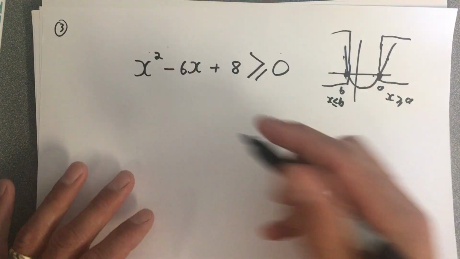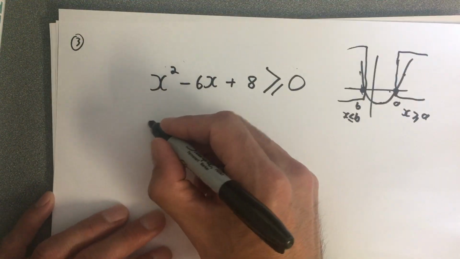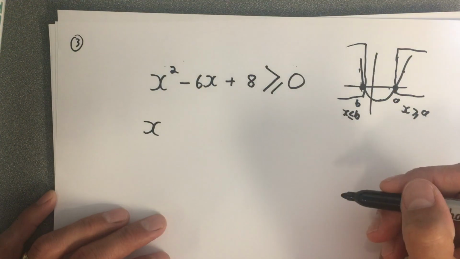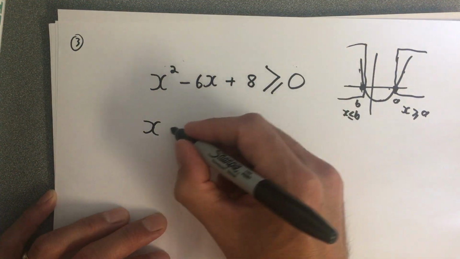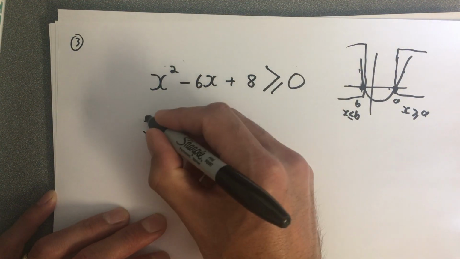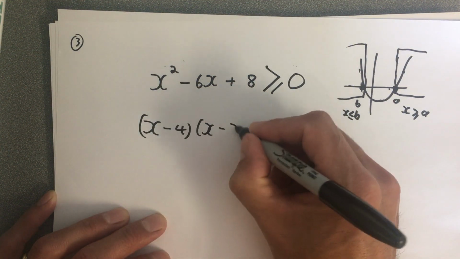To start out, I'm going to factor this to make things simpler. And so numbers that add to -6 and multiply to 8 would be x minus 4 and x minus 2.